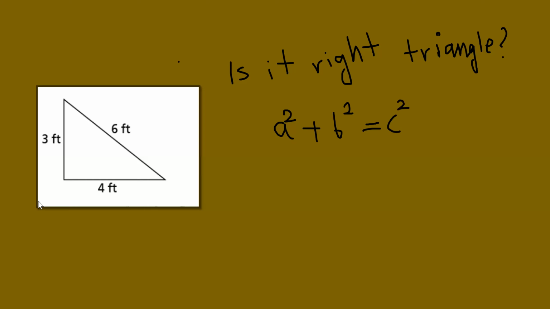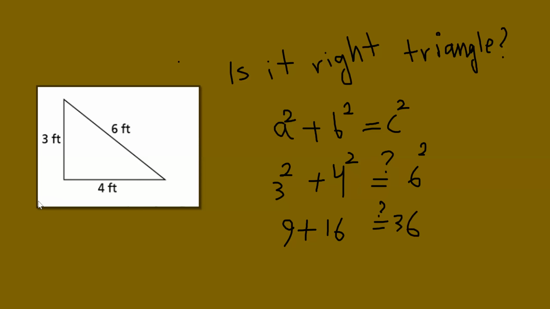A is 3, so 3 squared plus b, which is 4, 4 squared. Does it equal 6 squared? So check that to see if it's correct or not. 3 squared is 9 plus 4 squared is 16. 6 squared is 36. 9 plus 16 is 25. So 25 does not equal 36. So is it a right triangle? No, it is not.